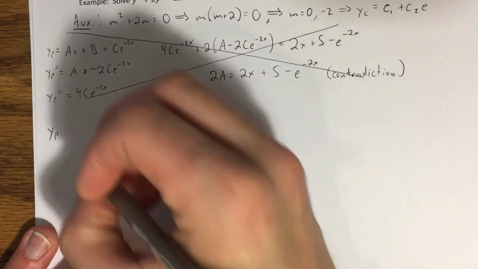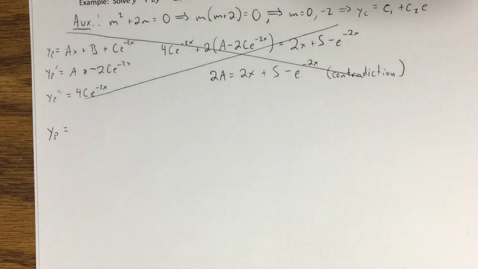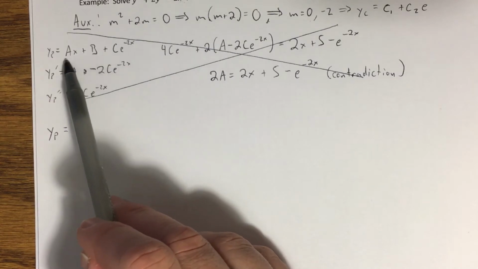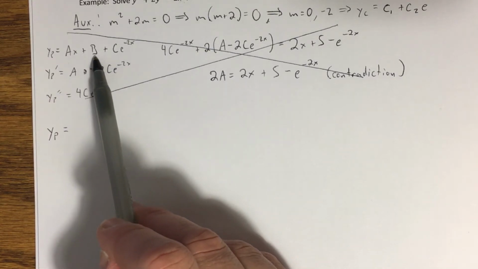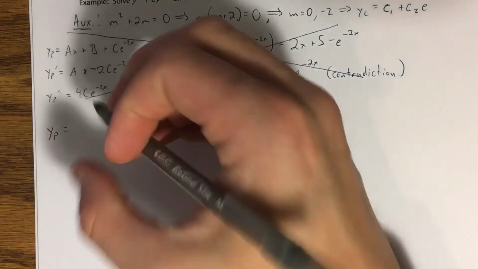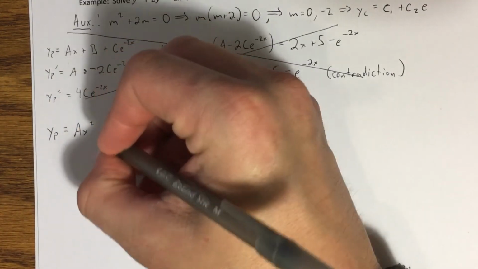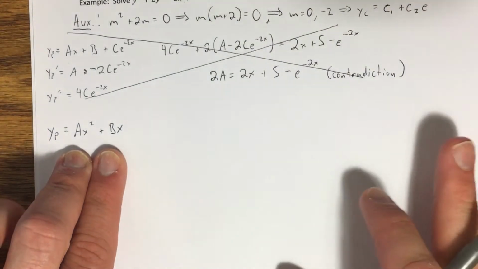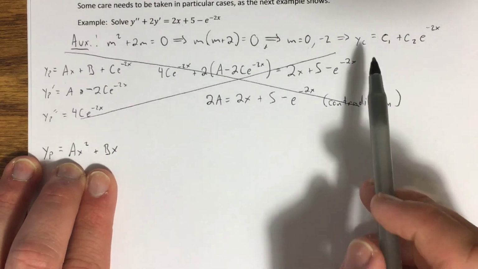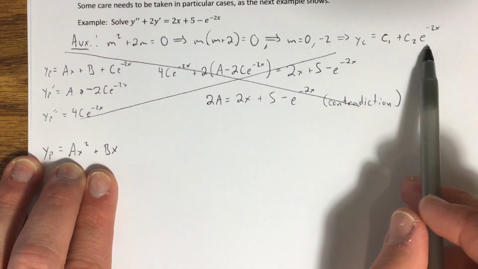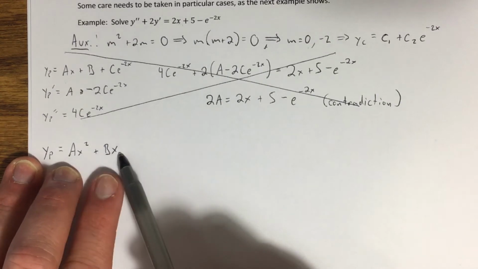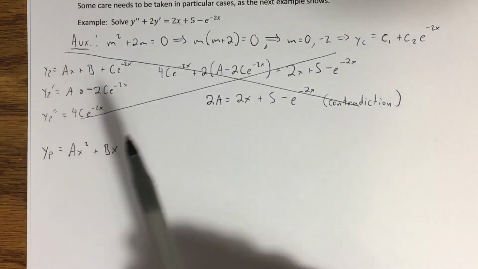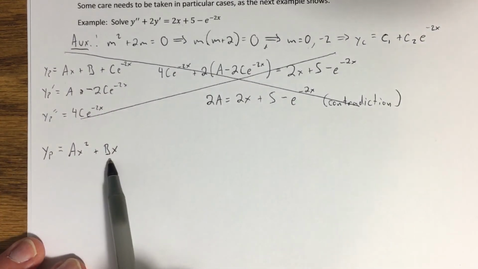Okay, yp equals. What I'm going to do is look at the linear function, ax plus b, and multiply that whole thing by x. If I multiply the whole thing by x, I end up with ax squared plus bx. Now compare, well, we're not done yet, but compare that to my complementary solution. This has an x squared term and an x term. My complementary solution has neither of those. So we should not run into that issue, at least as a result of these terms.